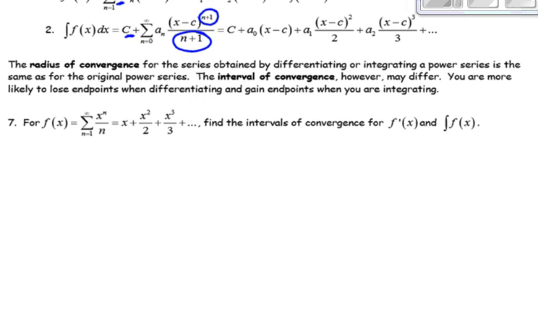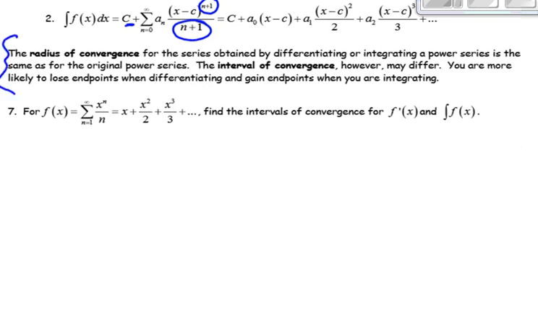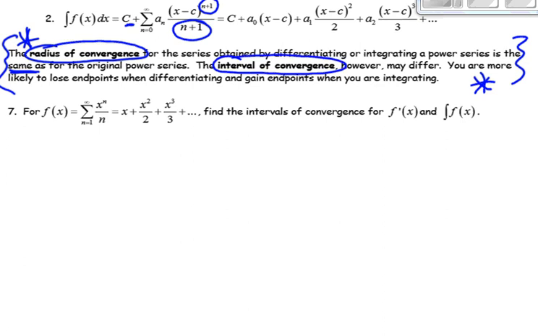All right, so this is quite important here. This is something that you need to absolutely memorize. The radius of convergence for the series obtained by differentiating or integrating a power series is the same. Now notice the radius of convergence is going to be the same. Okay. So if I'm going from -1 to 1, then the derivative or the integral will still be from -1 to 1. However, the interval of convergence, what that really means is the endpoints may differ.